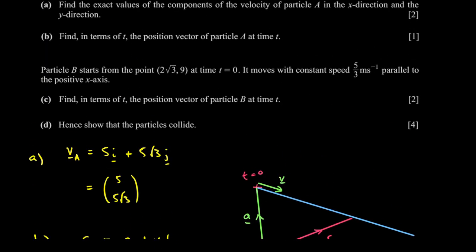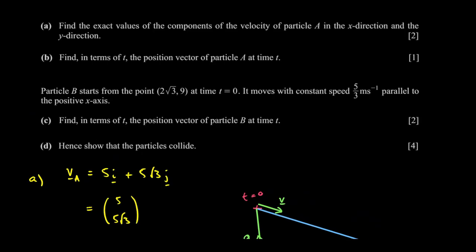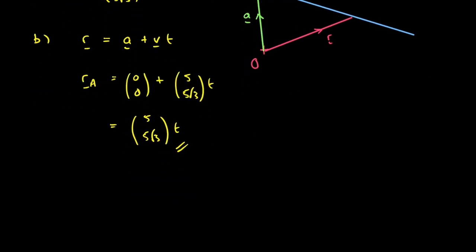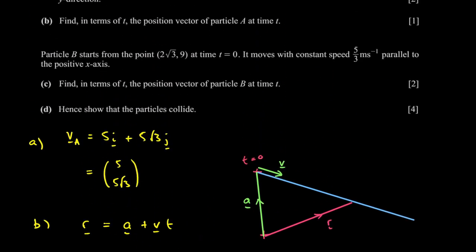Okay, and then let's do part C. Particle B starts from the point 2 root 3, 9 at time t is equal to 0. It moves with a constant speed of 5 upon 3 parallel to the positive x-axis. Find in terms of t the position vector of particle B. Well, it's actually just the same idea. So we want to find the position of particle B. What's its initial position? Well, we are told in the question that it is 2 root 3, 9.